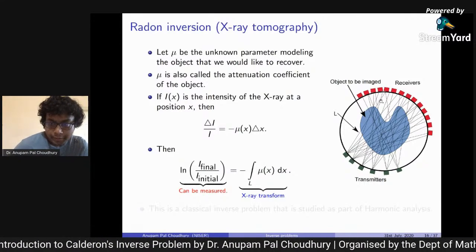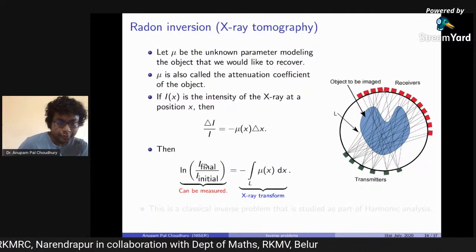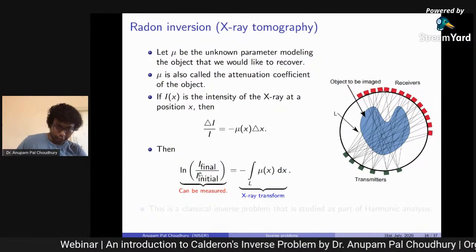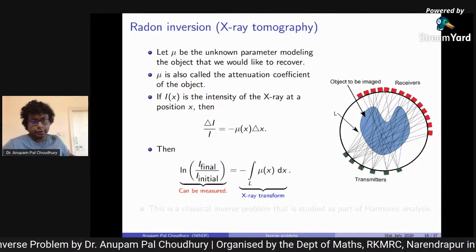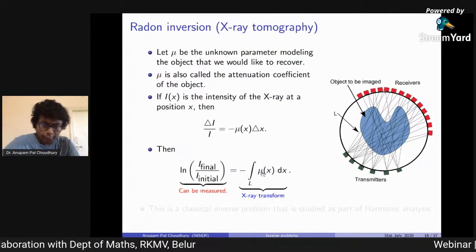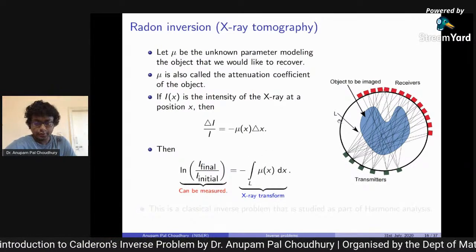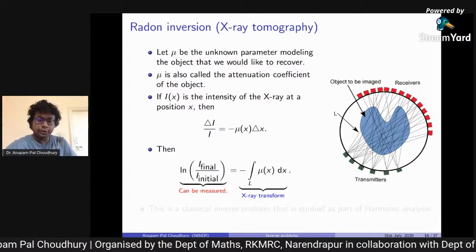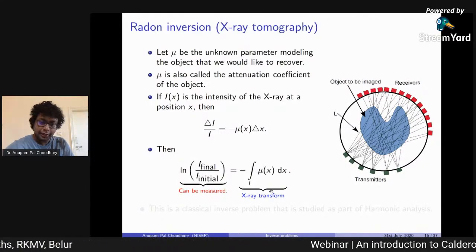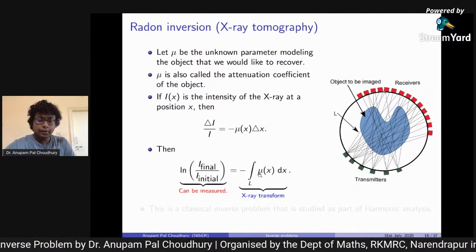So that means if I can integrate over these lines, I can probably say something. The integration will give you the natural logarithm of I final by I initial, just plain integration. We know I final and we know I initial, so obviously we know the logarithm of the quotient of them. So the idea of Radon's X-ray transform, or X-ray tomography, is that we wanted to understand this unknown parameter mu, and the information that we have is essentially the integration of this function mu over these lines. We know this information because it is exactly this one, and I initial and I final can be measured. So the question is: if we know this integral over a sufficient number of lines, can we say something about mu?